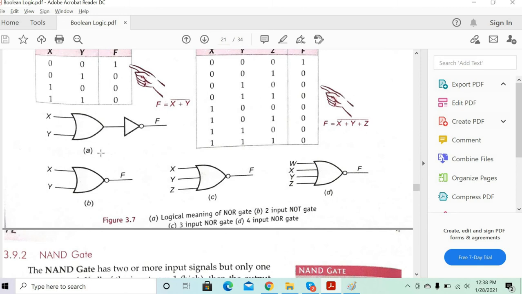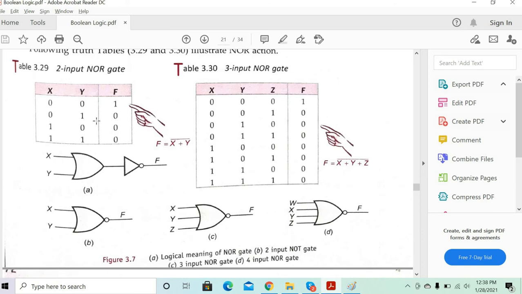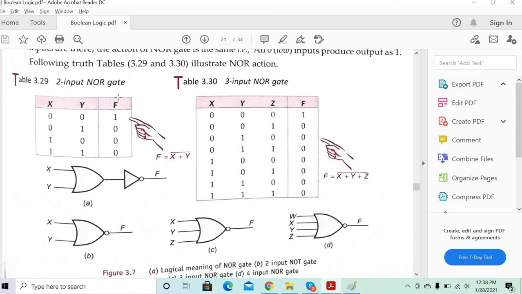Understood? Excellent. So what will be the truth table for the NOR gate? Same as the OR gate, whatever the truth table of the OR gate was, that will get complemented, that will get inverted, right? So 0, 0 was 0, so it is changed to 1. 0, 1 was 1, it's changed to 0. So all the outputs, wherever the 1 is there, it will be changed to 0. Wherever 0 is there, it will change to 1. Clear? Understood? Any questions, any doubts?